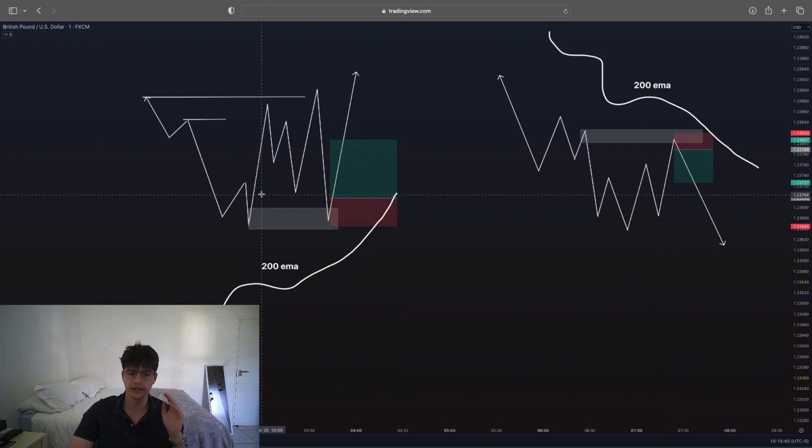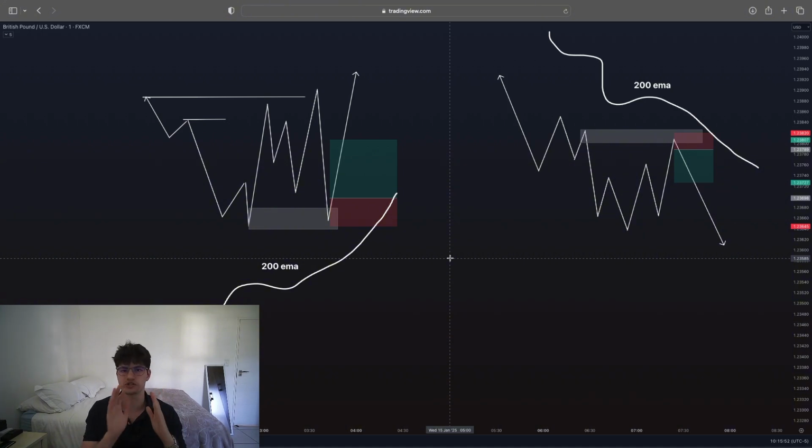You need 1, 2, 3, 4, 5, 6, 7, 8, 9, 10, 11, 12, 13, 14, 15. You need 15 candles to be printed before taking a trade. If it taps before 15 candles, it's invalid. Don't waste your time, energy, and money. Just wait for 15 candles to be printed.